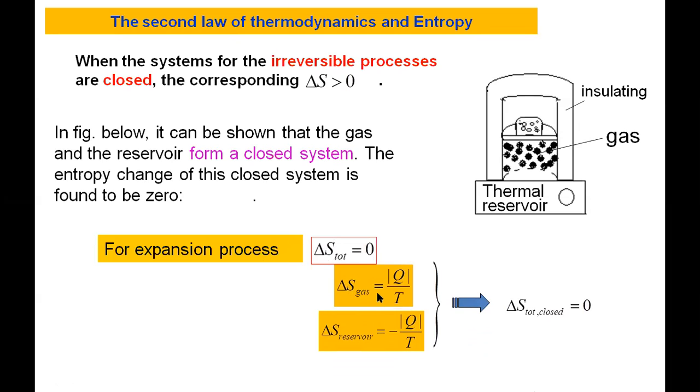So delta S for the gas equals the magnitude Q over T, and delta S for the reservoir equals minus the magnitude Q over T. So delta S in this case, the total change of the entropy in a closed system, will be equal to zero.